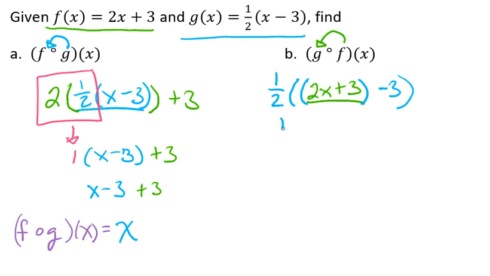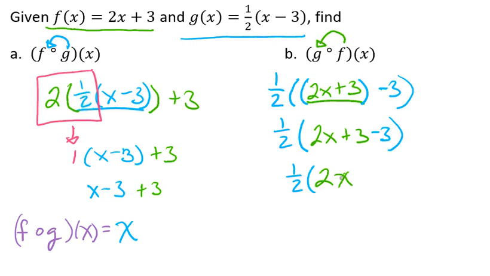And this time, I'm going to leave my 1/2 out there. And on the inside, now I have a 2x plus 3 minus 3. And those 3's are going to cancel out. So I'm going to have 1/2 times 2x, and 1/2 times 2 is just x. So here I have g composed with f of x equals x.